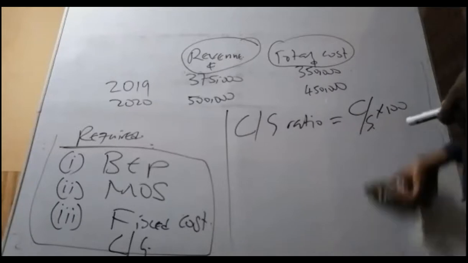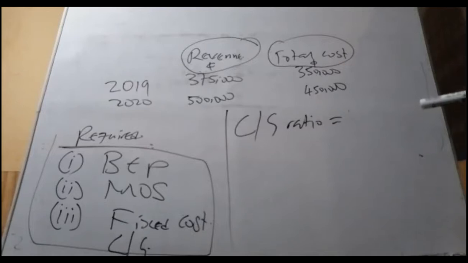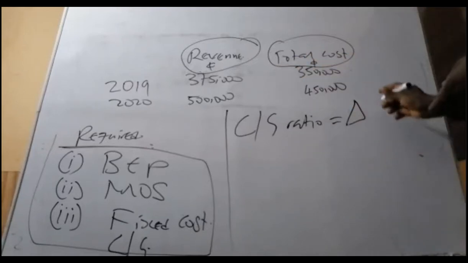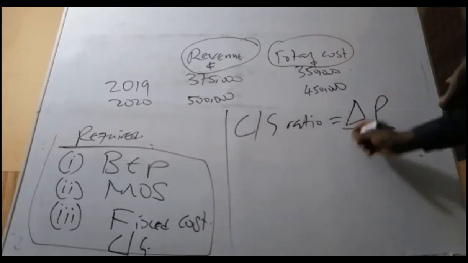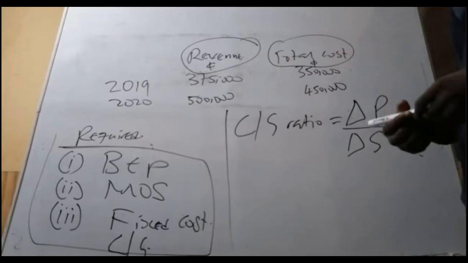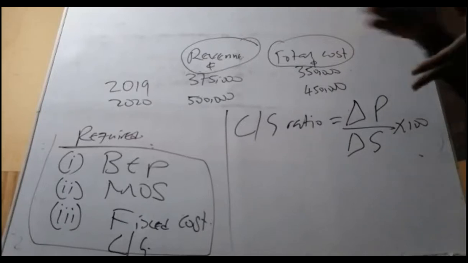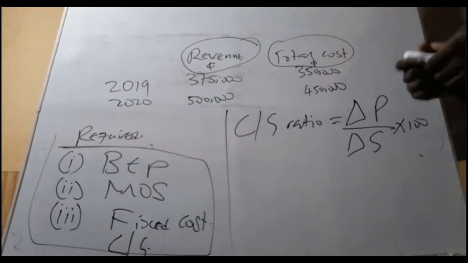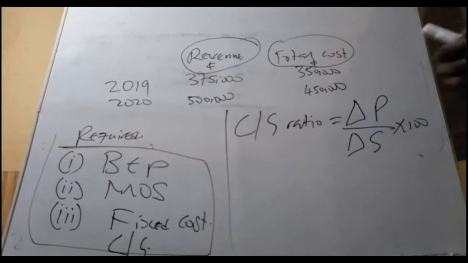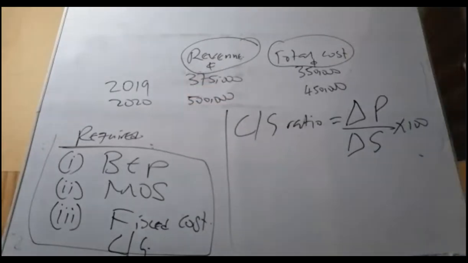So there's a second formula for the CS ratio that I want to introduce to you, and read this question as proof. It's equal to change in profit over change in sales times 100. That's the second formula for the CS ratio. And this question dropped in May 2012, question number 5B. Question 5B for 10 marks, 10 solid marks. Like this, they ask some four questions there for 10 marks.